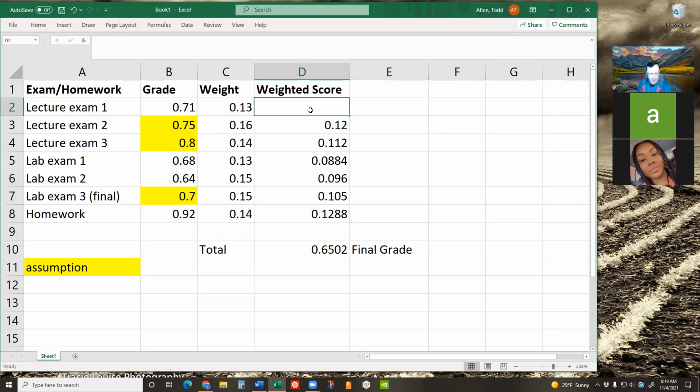Then I hit the equal key. Then I select cell B2. I hit the multiplication key on my keyboard, which is the asterisk key. Then I select cell C2, and then I hit return on the keyboard. And that gives me the number. Okay, thank you. You're welcome.